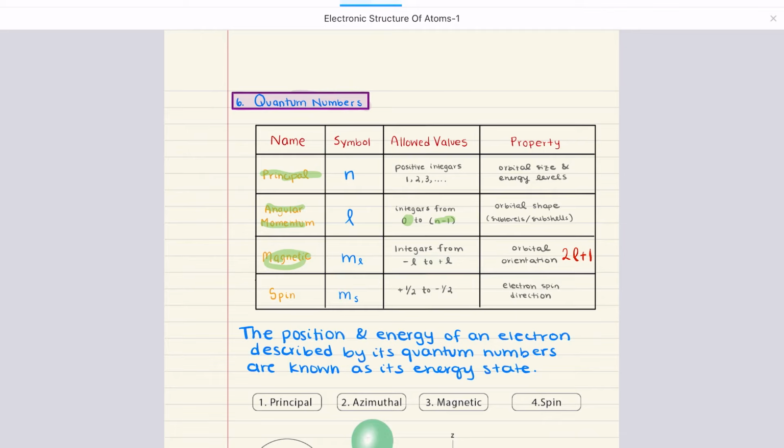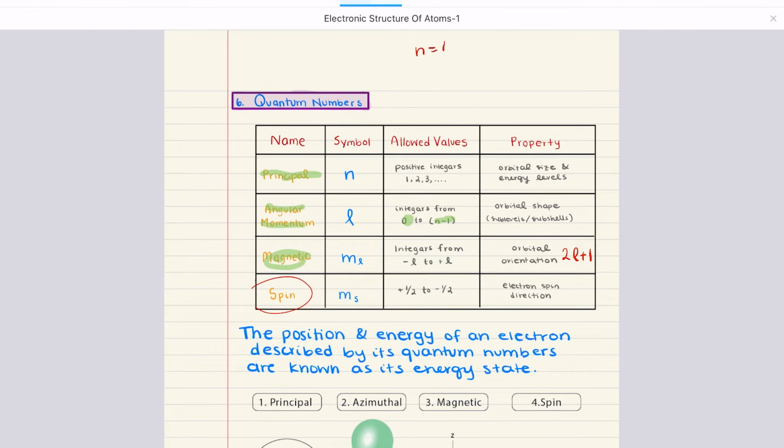Then last, we have our spin quantum number. This describes the spin of an electron in an orbital, and they can have values of +1/2 or -1/2. Now, whenever two electrons are in the same orbital, they have to have opposite spins. So that's an important thing to remember. Now let's go through different shells. Let's pretend that n is equal to 1.